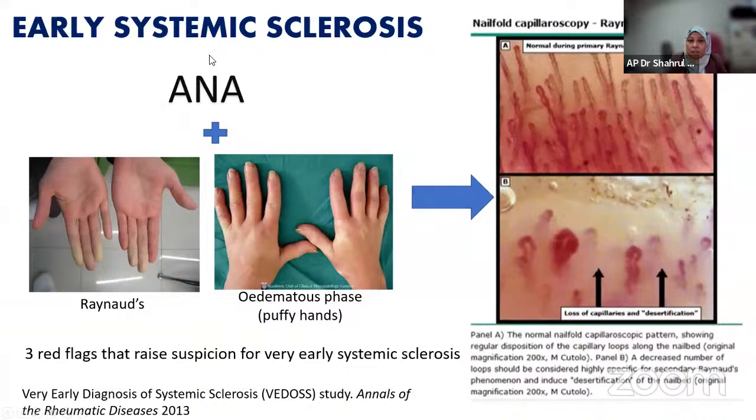All right, and then of course, in very early systemic sclerosis, or what we call VEDOSS, you may not want to miss it. So mainly ANA positive, puffy hands. Puffy hands is very confusing, because sometimes your hands can get puffy, and the presence of Raynaud's. These are very suggestive of early systemic sclerosis. Sometimes if you are not sure, because Raynaud's is sometimes very difficult to visualize in clinic, probably because it has already disappeared, you can refer for nailfold capillaroscopy. There are a few centers which have this facility. If there is an abnormal nailfold capillaroscopic pattern, it is suggestive of systemic sclerosis. The reason we want to catch them early is because the edematous phase of systemic sclerosis is reversible. So you can prevent sclerosis, basically.